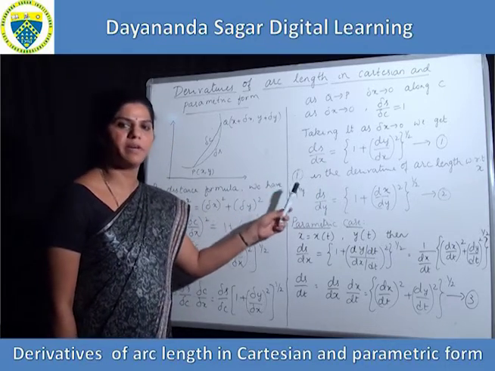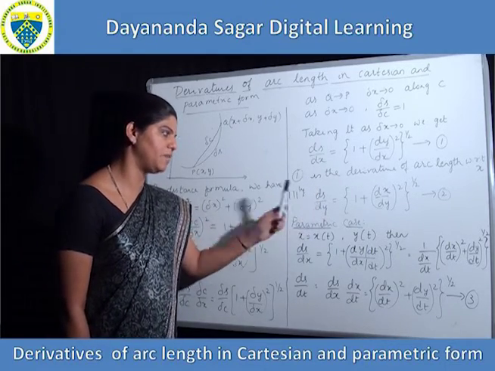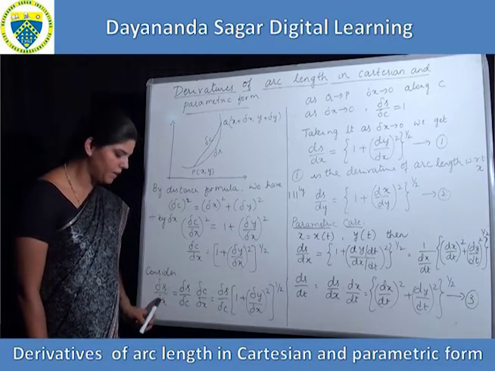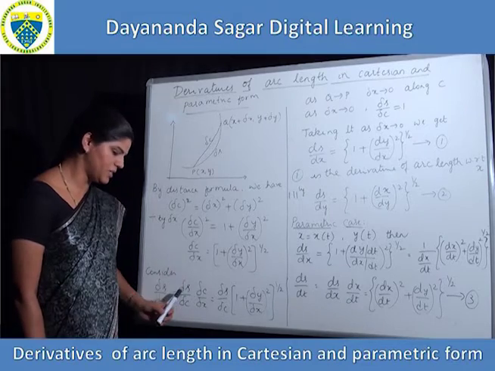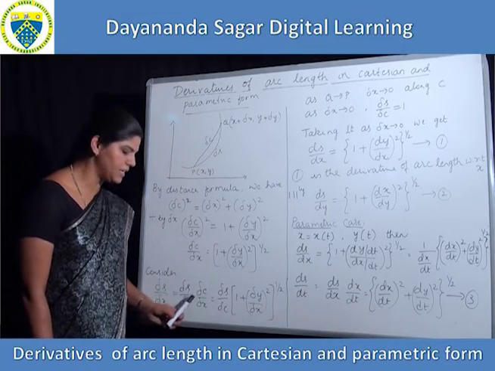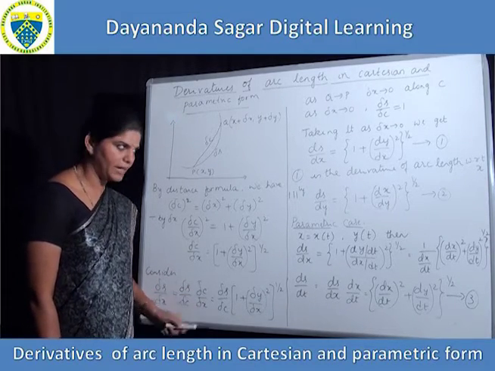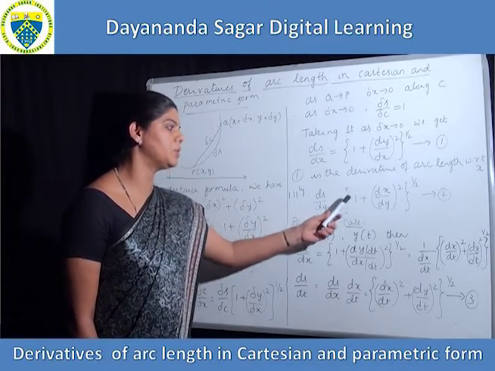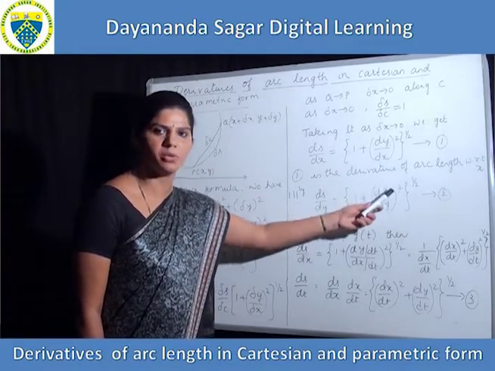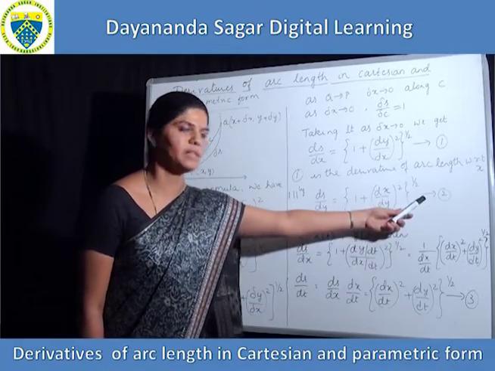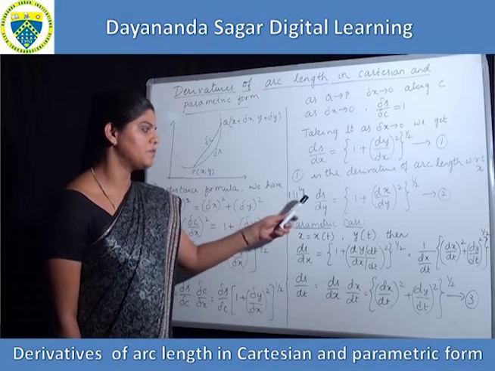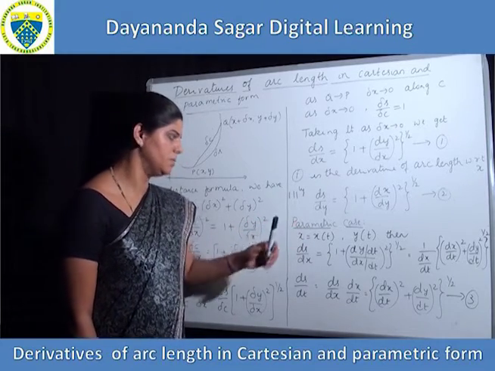Similarly, we obtain the derivative of arc length with respect to the variable y in the same way. We consider delta S by delta y and write it using the chain rule as delta S by delta C into delta C by delta y, and continuing this procedure we get ds by dy equal to (1 plus (dx by dy) whole square) to the power half. We call this equation 2. This expression is called the derivative of arc length with respect to y.